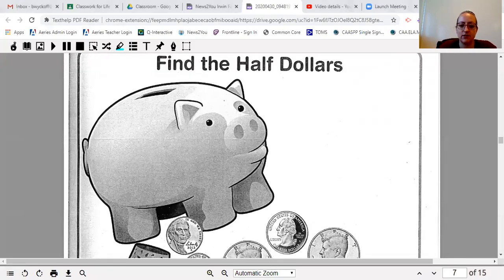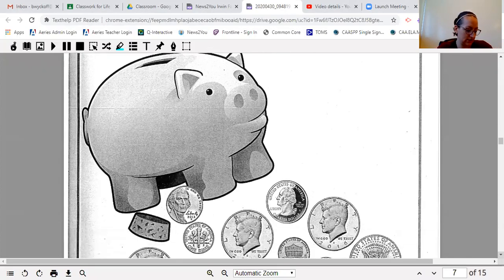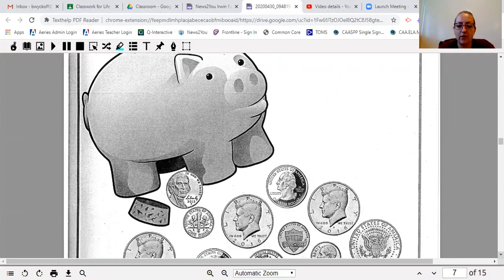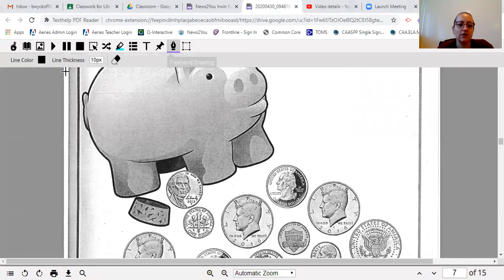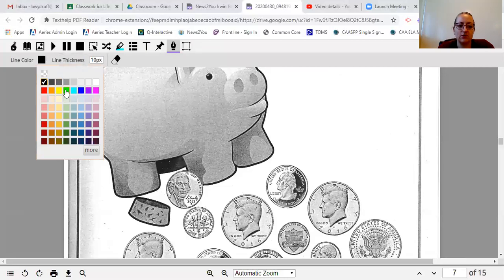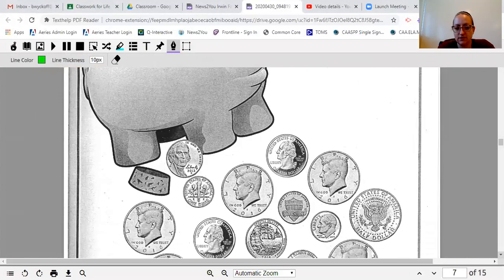Hey guys, so we are going to finish up working on the last half of this packet where we started with the coin identification chart. Right now we're going to be finding our half dollars. If you want to look and find it, you're going to see JFK's head on the front, and then you're going to see the United States of America emblem on the back, and it's going to say half dollar. So we're going to go through and circle all the half dollars.